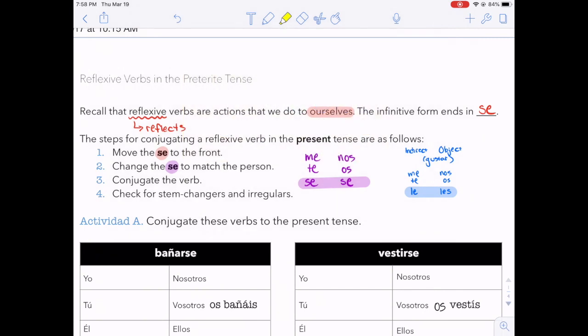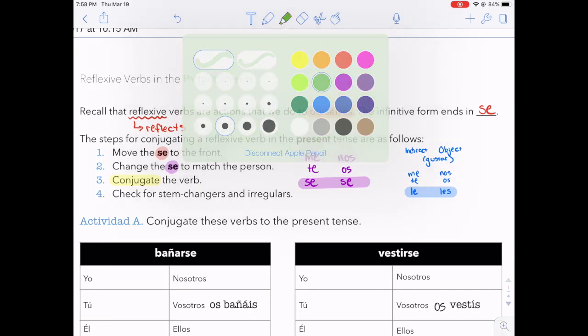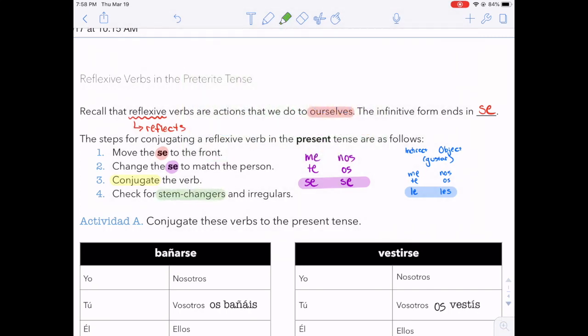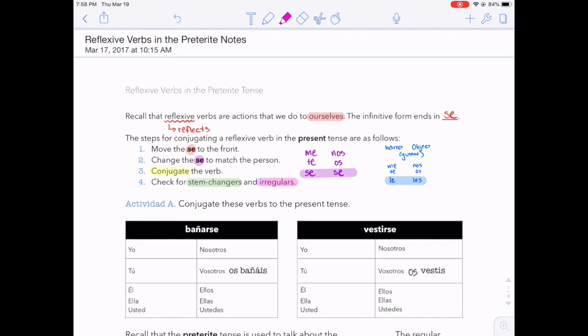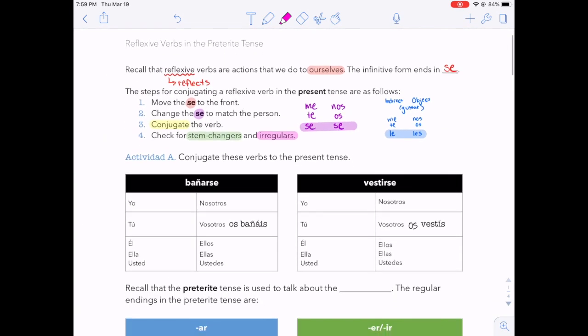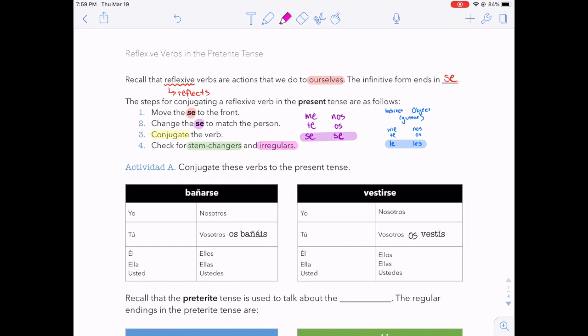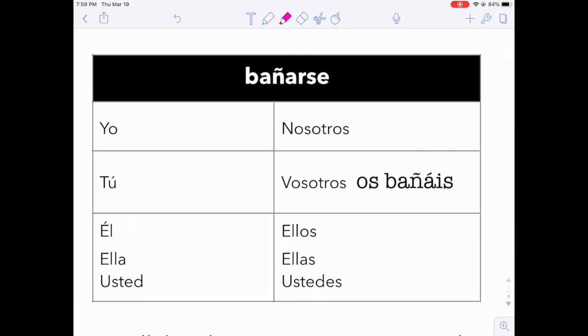After we work on our pronouns, we conjugate our verb with its normal ending, and then finally, of course, we need to check stem changers and sometimes irregulars. So go ahead and remember those steps. Let's do bañarse as an example, and then we'll do vestirse. Bañarse, you'll remember, means to bathe.